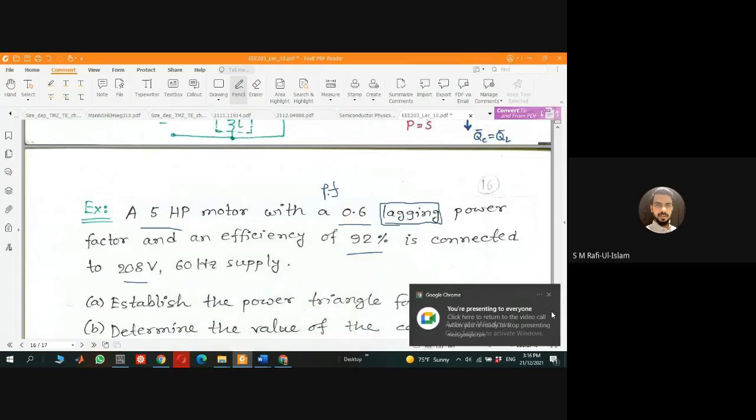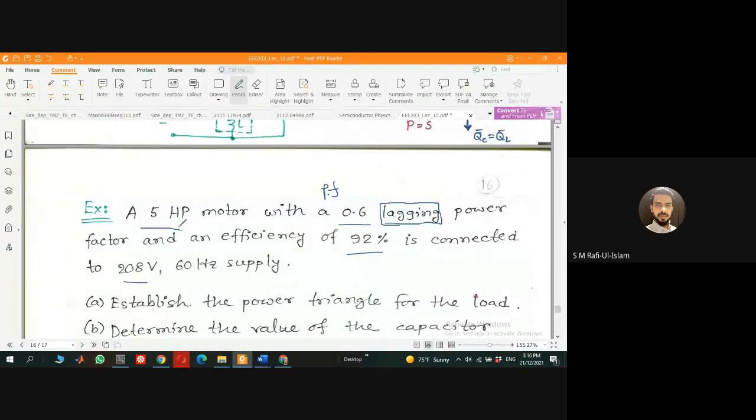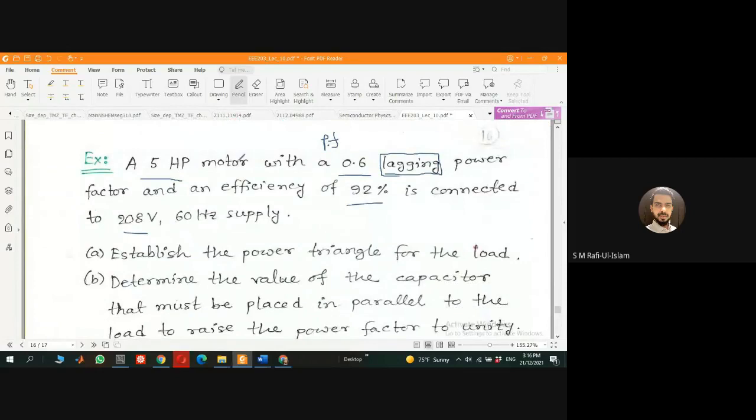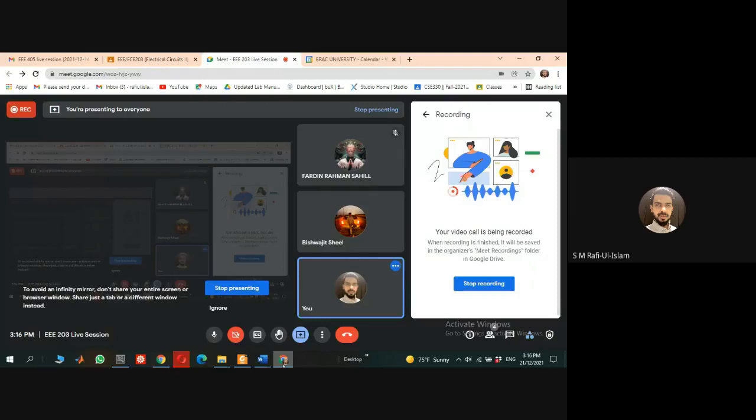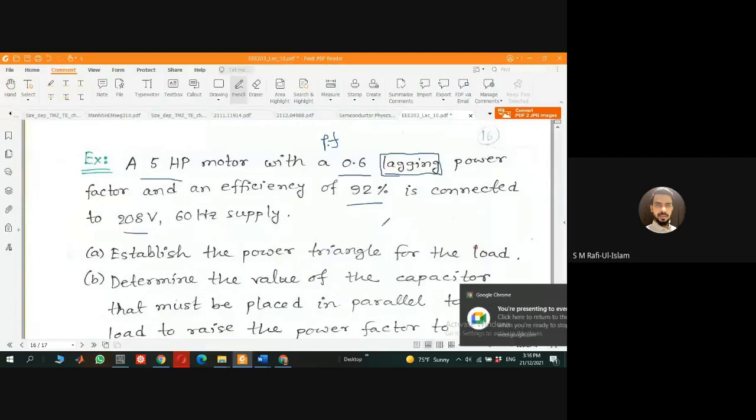So what I wanted to say is, let's say we have a motor with 5 horsepower. So the power is given, and the power factor. Then another piece of information that should be given is leading or lagging. So can anybody tell me what lagging means? Is it an inductive load or capacitive load? Capacitive, sir. No, this is an inductive load, because in an inductor the current lags, and leading means the capacitor.